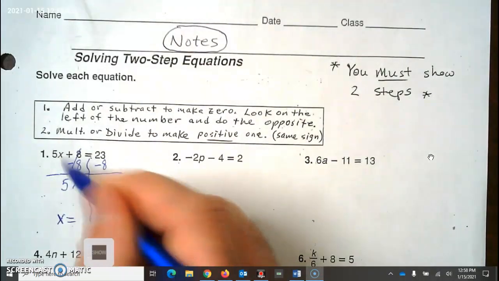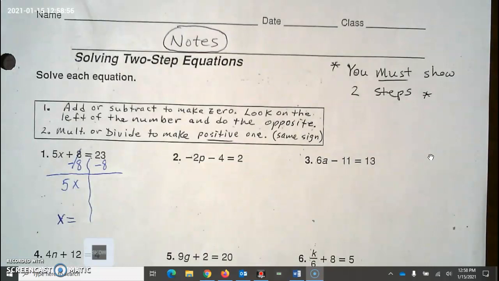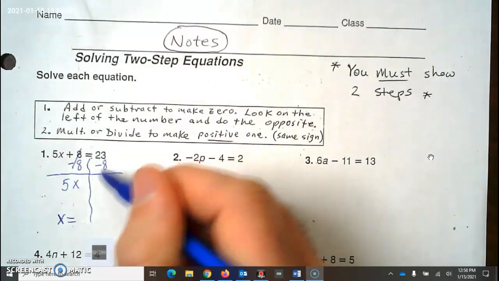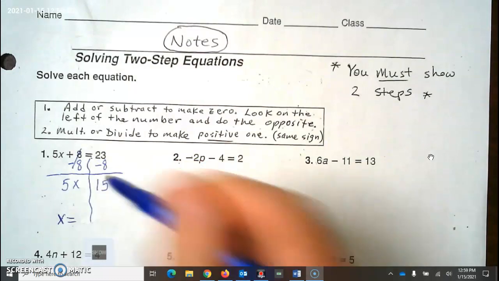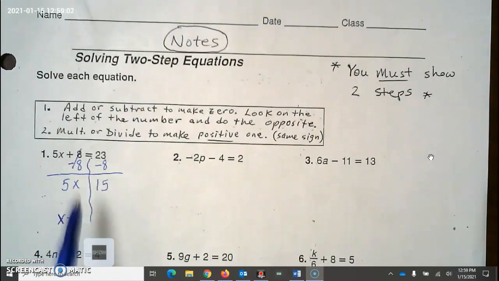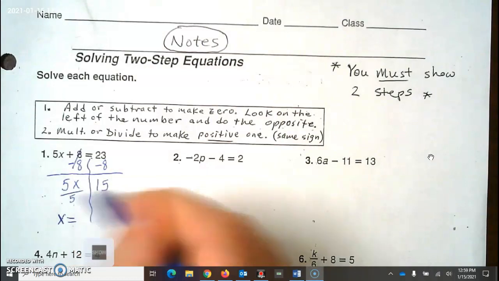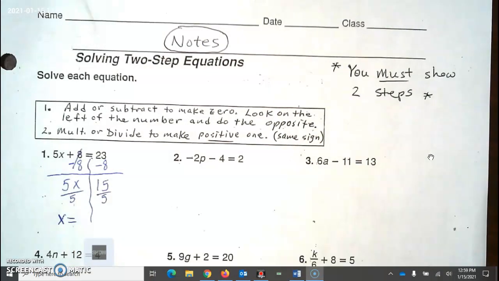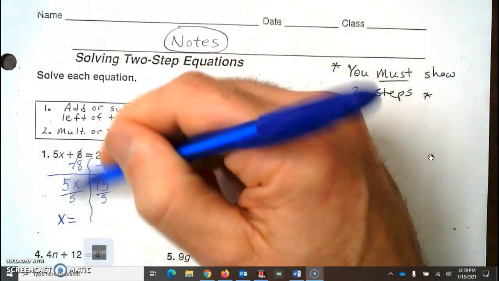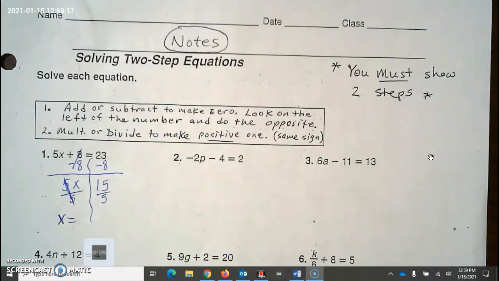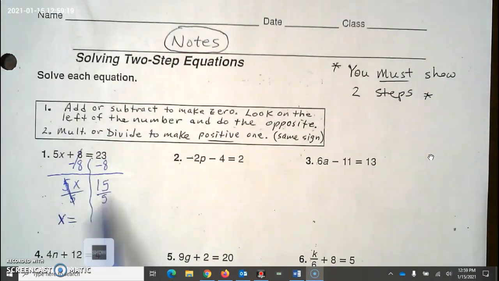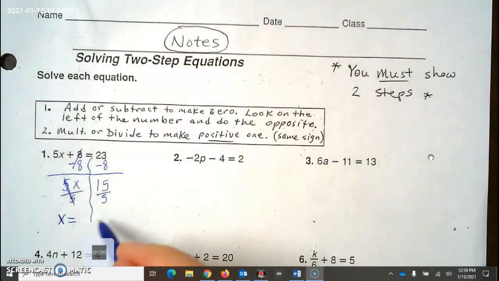I still have my 5x, though. I just bring it down. Now on the right, 23 minus 8 is 15. You can probably see here the answer is 3 because it says 5 times some number is 15. But we're going to show our work. You're going to divide both sides by 5. And 5 divided by 5 is 1. And 1 times x is x. And over here is where you get your answer from, and it is 3.